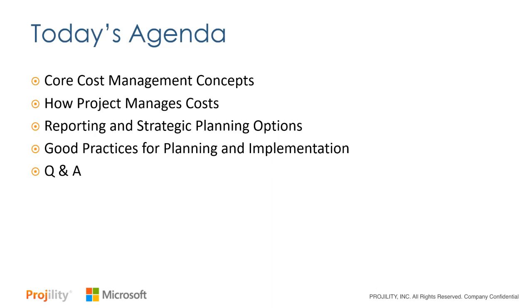Talk through some of the reporting and strategic planning options, because obviously one of the reasons you want costs there is so you can do forward planning, not just see what you spent, but also see how much you have left to spend and how you're going to allocate those funds through the life of different projects, programs, and portfolios.